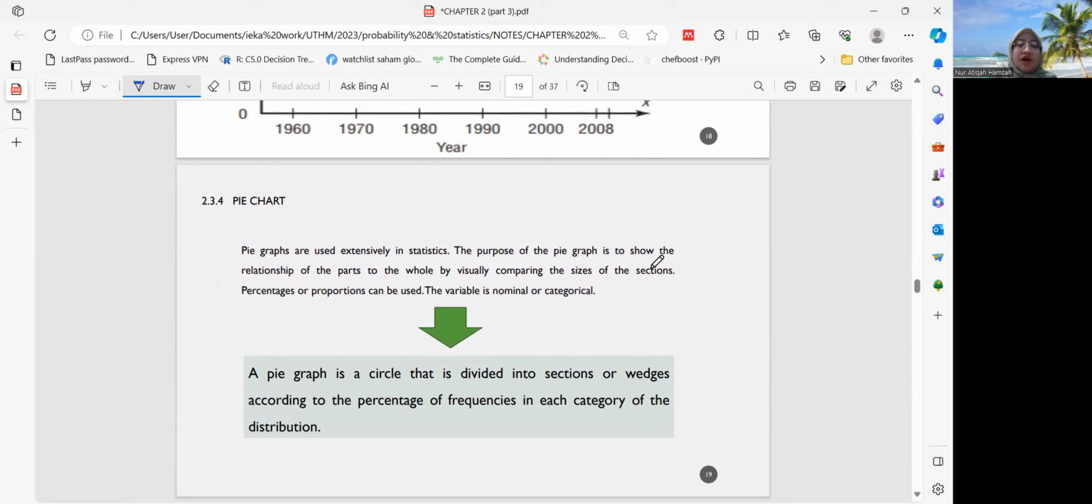Next is pie chart. So pie graphs are used extensively in statistics. The purpose of a pie graph is to show the relationship of the part to the whole by visually comparing the sizes of the sections. So percentage or proportion can be used. The variable is nominal or categorical. So a pie graph is a circle that is divided into sections or wedges according to the percentage of frequency in each category of the distribution.